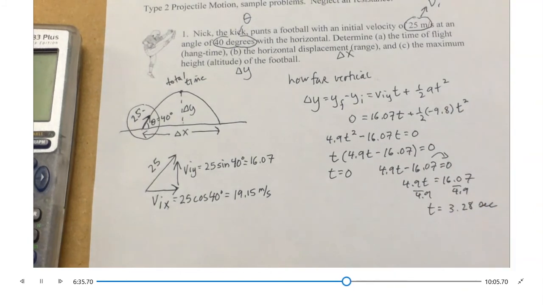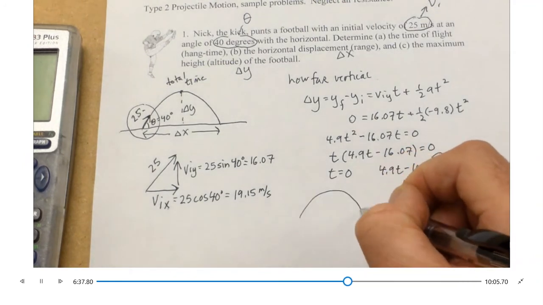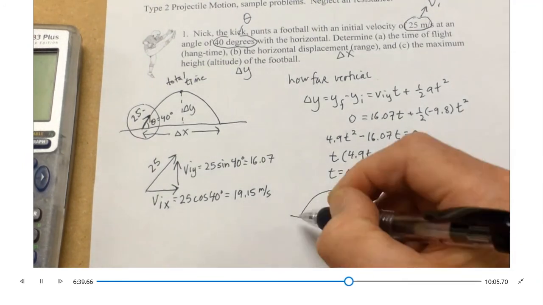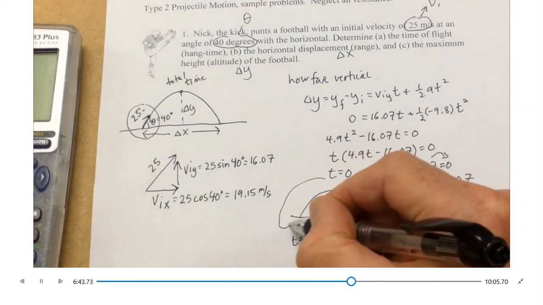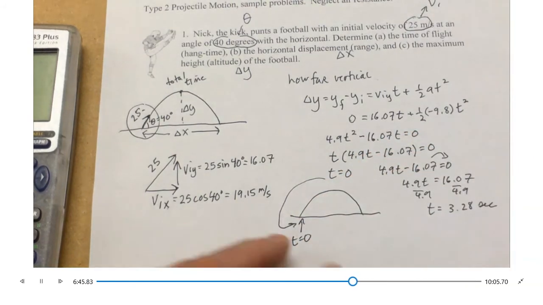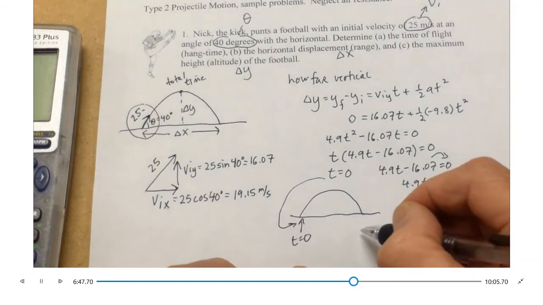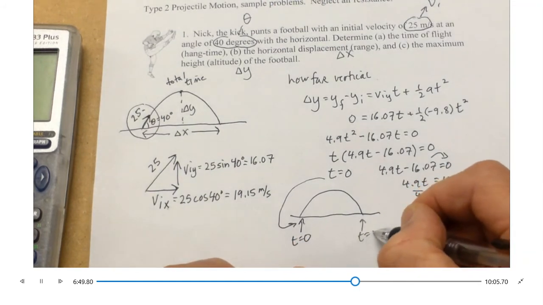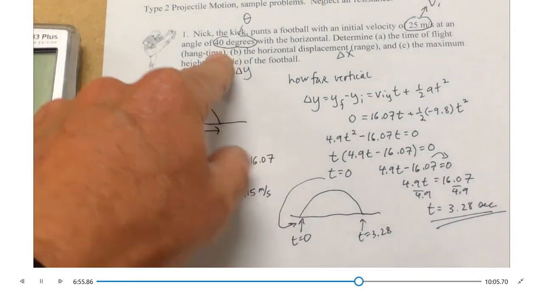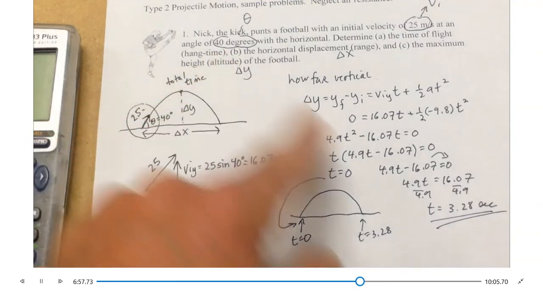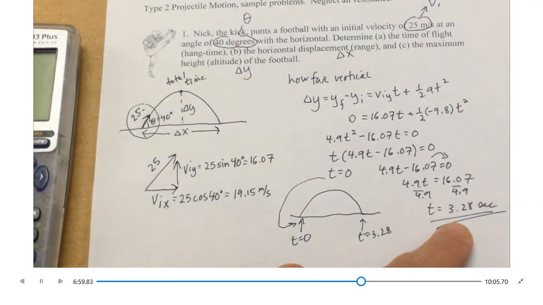So really what do we know here? Well, there's our trajectory. We know that at time equals 0, there's your first solution. Time equals 0, we're at the ground. And then time equals 3.28, we're back at the ground. So that would be considered the hang time. That's the hang time of the football, 3.28 seconds, all right?